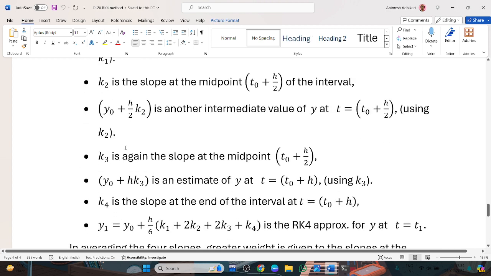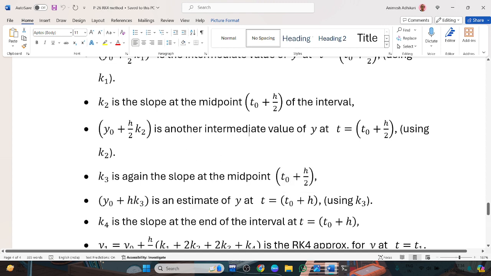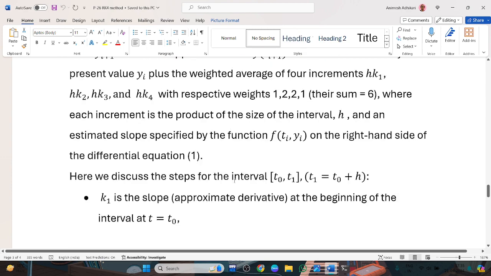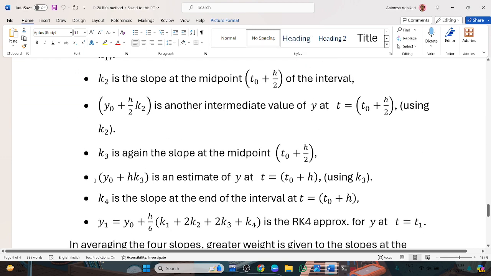And k3 is again the slope at the midpoint t0 plus h by 2. At this point, k3 is the slope at t0 plus h by 2 and y0 plus h by 2 into k2. And y0 plus h k3 is an estimate of y at t0 plus h using k3. So k4 is another slope at the end point of the interval, that is t equal to t1, that is t0 plus h.